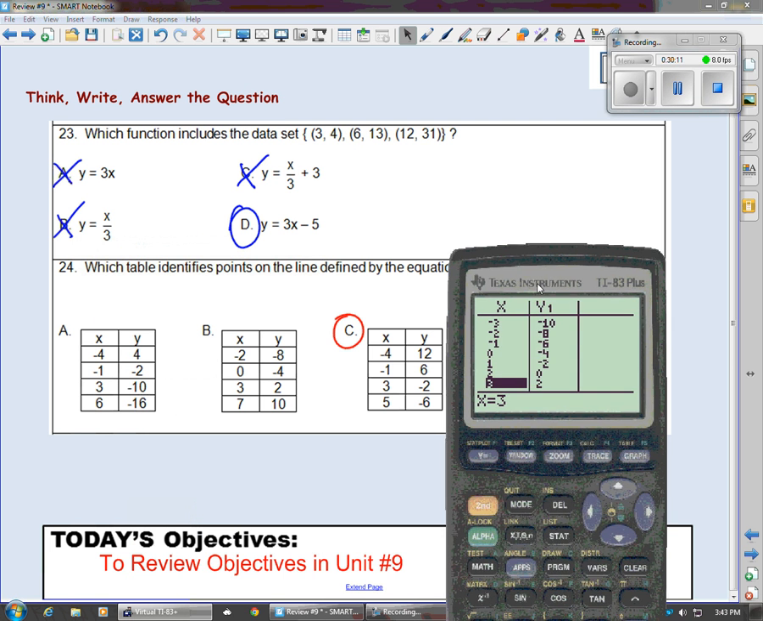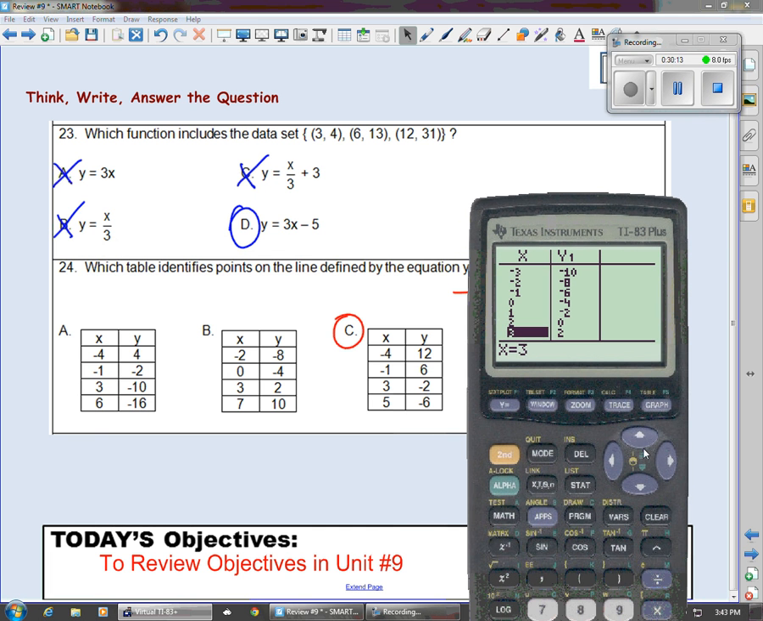Oh, wait a second. I'm just looking at the wrong darn thing. Forgive me. I saw negative 4 paired with negative 12. So make note to yourself: don't make the same silly mistake that Miss B made. So I've got negative 2 paired with negative 8. 0 paired with negative 4.